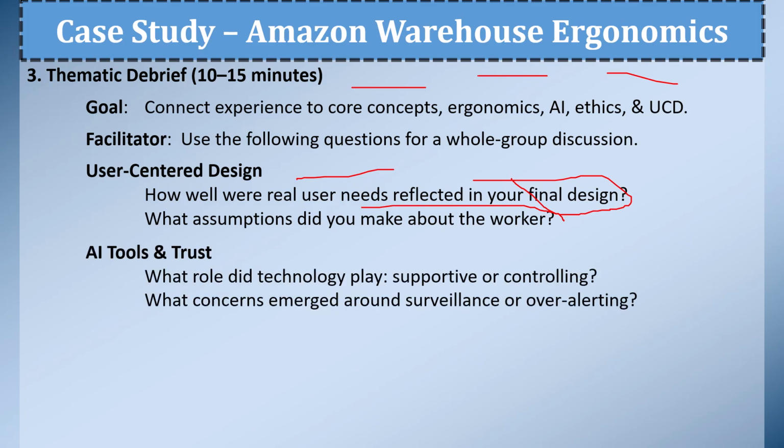AI tools and trust. What role did technology play? Supportive or controlling? What concerns emerged around surveillance and over-alerting? These prompts help teams examine AI not just as a solution, but as a social presence. Emphasize that good tech design must respect boundaries. Ask students to consider whether the tools they proposed enabled autonomy or increased pressure.